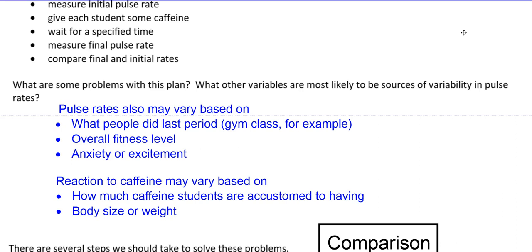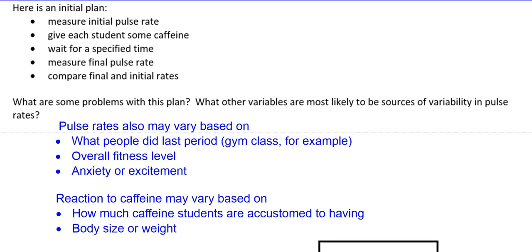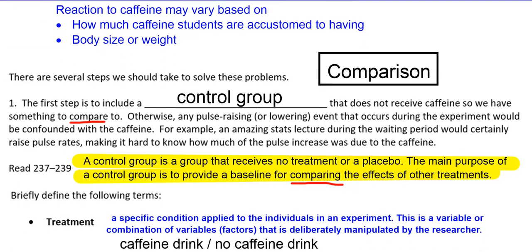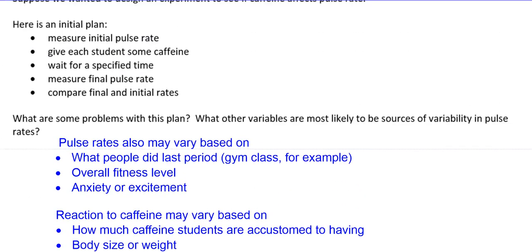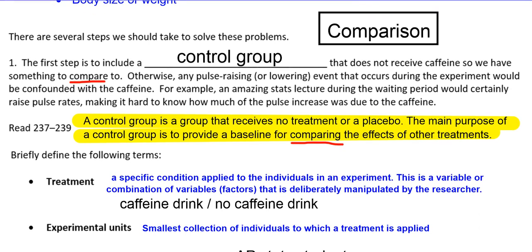So we want to look at how to design an experiment so that we can be reasonably sure that any change in pulse rate is based only on the caffeine. So first of all, it's important to have a comparison group. In the way this is set up, we're just comparing before and after. So what if, for example, everybody in the group gets so excited about the amazing stats lecture I'm giving that all their pulse rates go up? Well, we wouldn't know if their pulse rates went up because of the caffeine or because of the amazing stats lecture. So the amazing stats lecture and the caffeine would be confounded with one another.